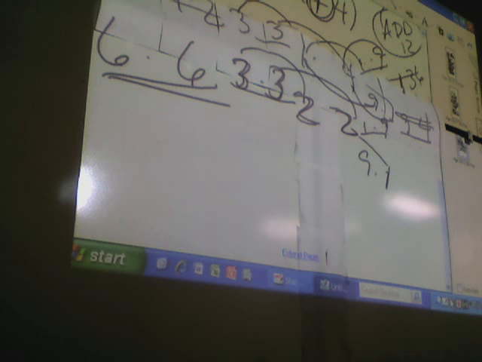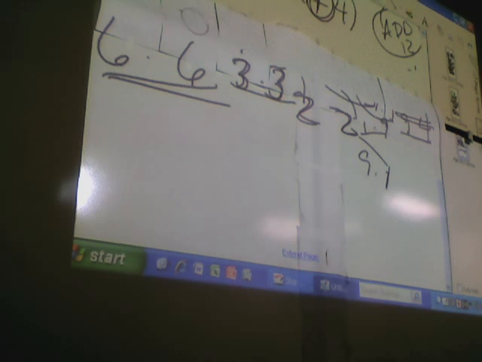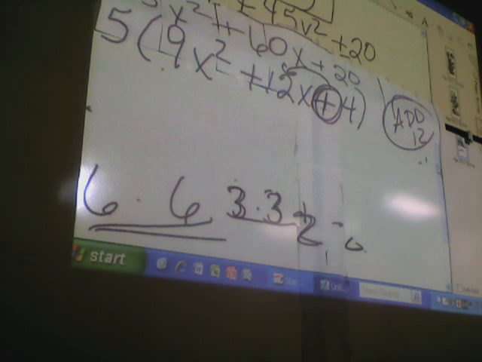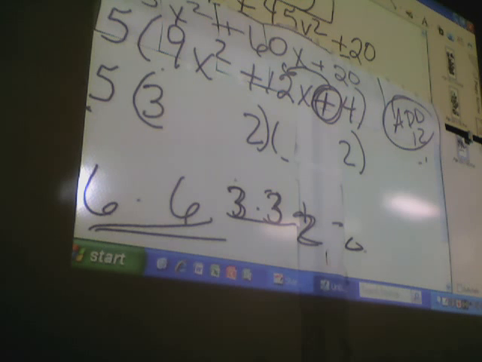Okay, I'm going to erase some of this up here so we can do our factoring up there. Okay, so we have our 5 still. The 4 will be 2 times 2. The 9 will be 3 times 3. We need a positive or negative 12, so they both need to be positive.